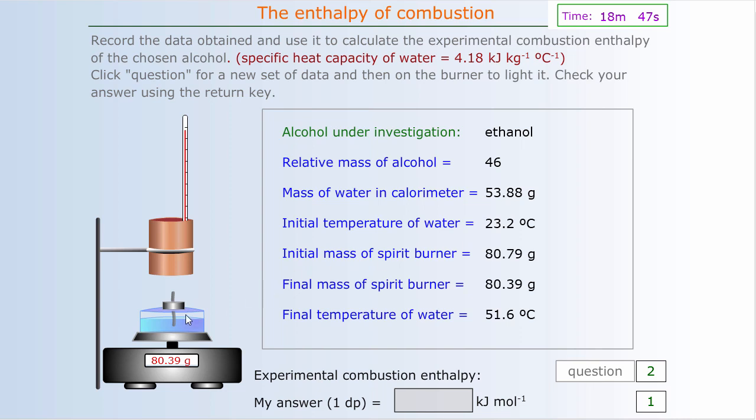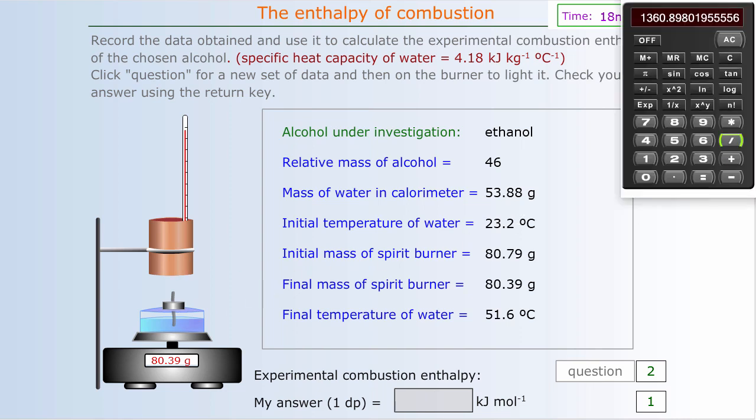So once again, let's calculate the energy absorbed by the calorimeter. So we'll call up our calculator. The energy is equal to mc delta T. Well, delta T in this case, it's 51.6 minus 23.2. So the temperature has gone up by 28.4.